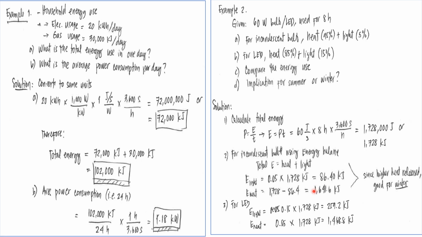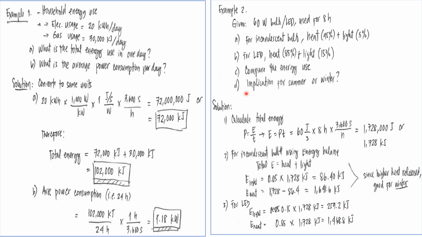All right. So this is the high heat loss for the incandescent bulb. For LED, we can do the same, but now it's 15% times the total energy, which is 259 kilojoules for lighting, and for heating it's 85% times the total energy, which is 1,468. This means the LED is more efficient in producing brighter light because it produces more energy for light compared to heat.